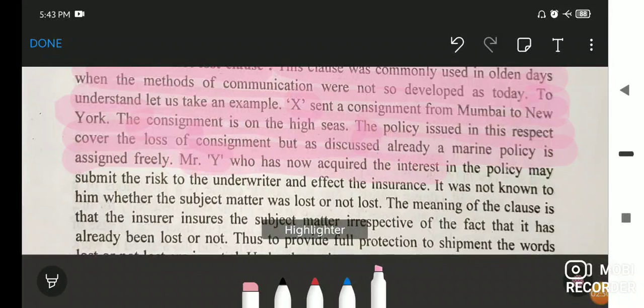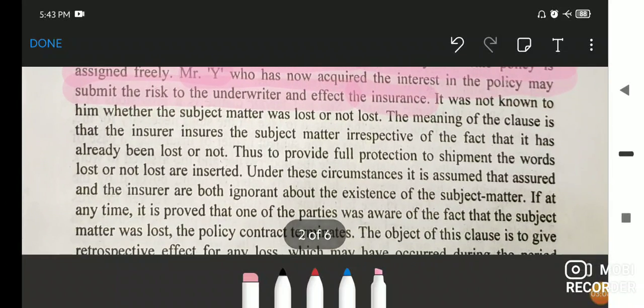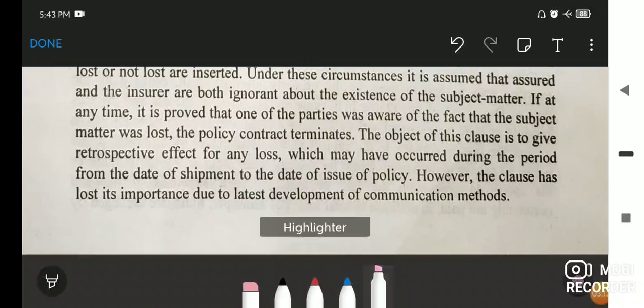Mr. Y, who has now acquired the interest in the policy, may submit the risk to the underwriter and effect the insurance. Now Mr. X has assigned the policy to Mr. Y, who is going to acquire the interest and now is going to approach the underwriter to effect the insurance. So basically, when we are talking about the lost or not lost policy, the object of this clause is to give retrospective effect for any loss which may have occurred during the period from the date of shipment to the date of issue of policy.